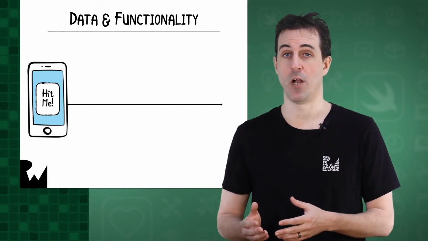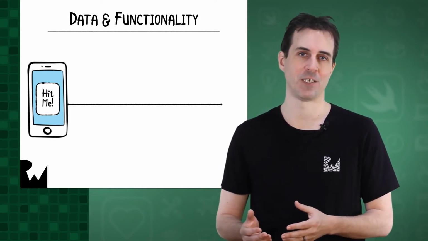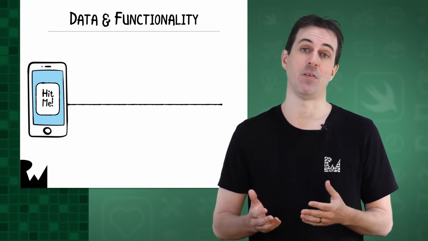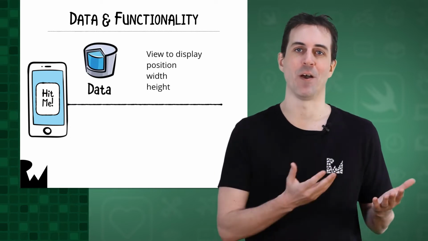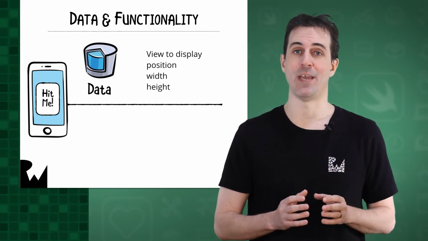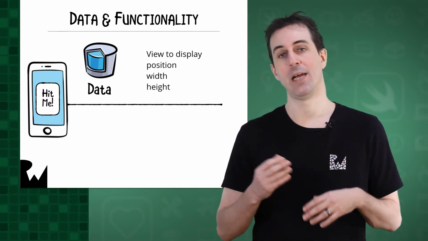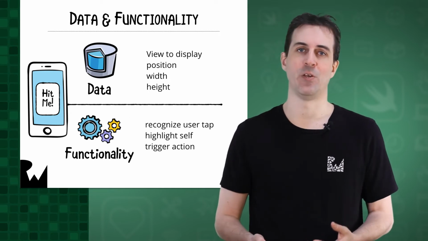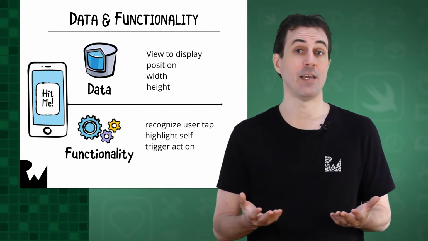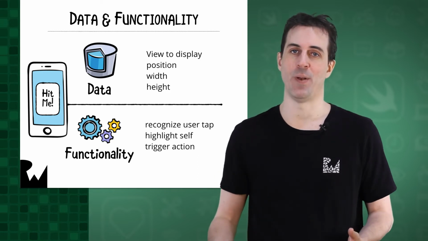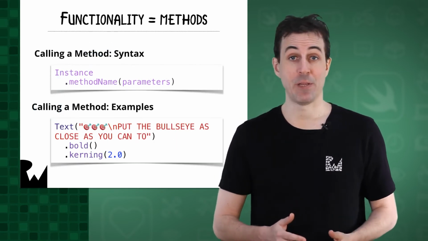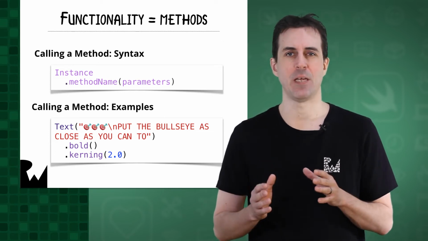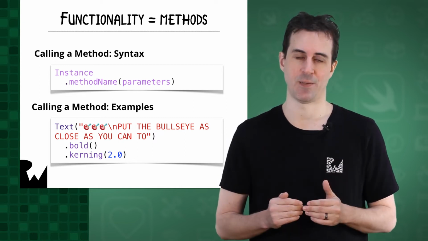A class or a struct, or an instance of a class or a struct, can have both data and functionality. For example, let's think about the Hit Me button in your app. First, the Hit Me button has some data, such as the view to display inside, the position on the screen, its width and height, and so on. Second, it has some functionality, such as the ability to recognize when the user taps on it, highlight itself when tapped, and trigger an action in response. The part that provides functionality is commonly called a method. You'll also see the term function used in Swift. A method is simply a function that belongs to an instance.